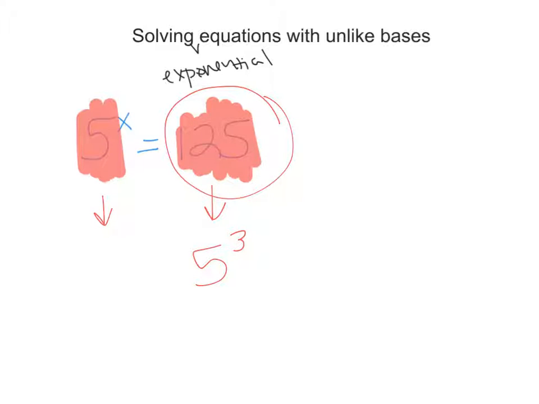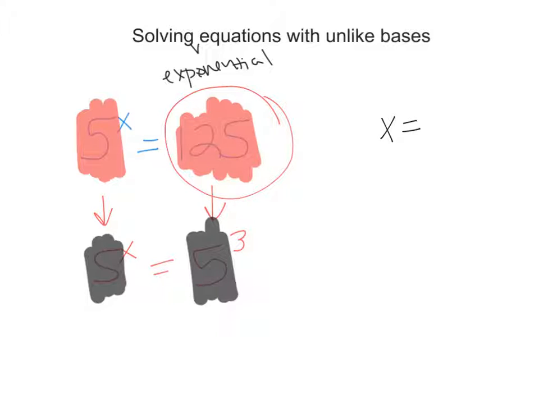So now I've rewritten 125 with a base of 5, and now I can bring down the rest of my expression, and then I can solve it the way I would solve with like bases. So again, we have like bases here, we have 5 and 5, so we can set their exponents equal to each other, so x is equal to 3.